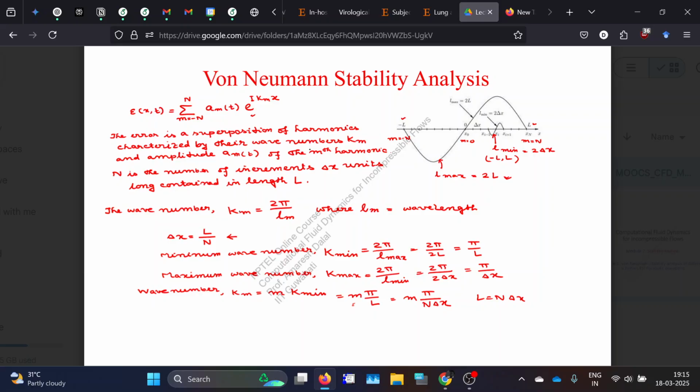Actually, it should be one less, because for the smallest one you need two nodes, and for the biggest one you need all the nodes. So it should go from two. Here we are going from minus n to n, and minus n is the last point. These may not be harmonics, I don't know.